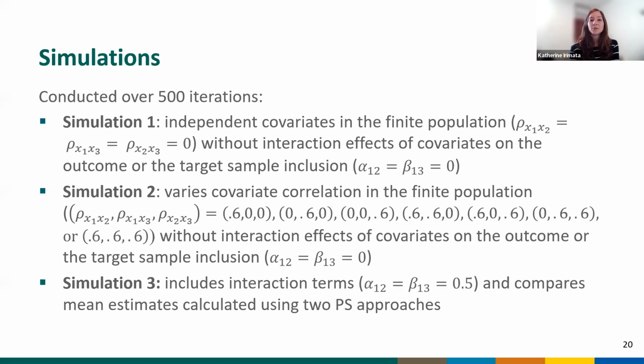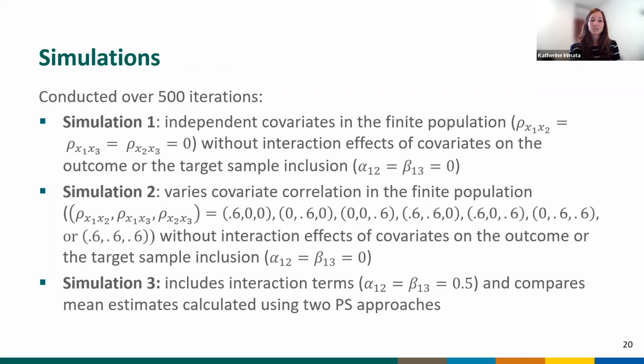Then we consider a few different simulation setups. For the first simulation, we look at just independent covariates in our population, so we don't generate the data with any correlation between our covariates. This is the base case that I presented earlier. The second simulation will vary the correlation in our population, if we know that we have correlation between any 2 pairs of variables or all of them, to see what impact that has on which variables we need to put in the propensity score model.